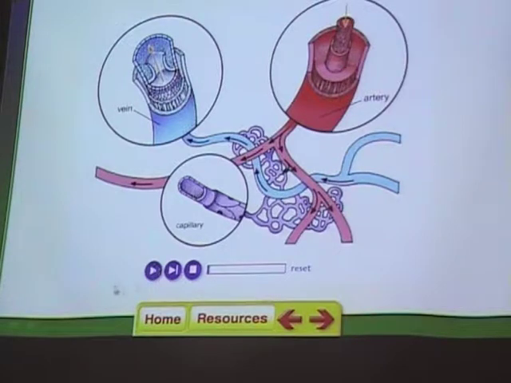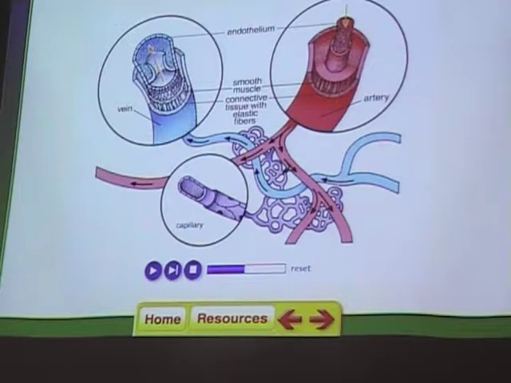See what this is? The walls of arteries and veins have 3 layers. The lining consists of endothelium, a simple layer of cells. The middle layer consists of smooth muscle and elastic fibers. The outer layer is made of connective tissue with elastic fibers. Capillaries have only a single endothelial layer.